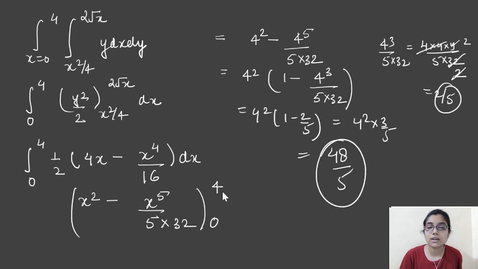Okay, so this was a calculation mistake. The limit was from 0 to 4, not from 0 to 1. That's why we were getting something else. Okay, but the answer is 48 by 5. Fine. So let's move to another question, and we will see how we can find out the limit.